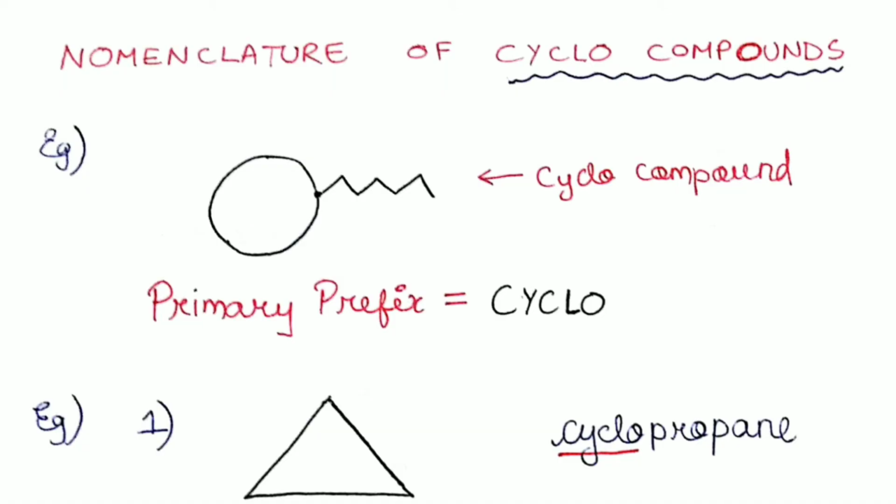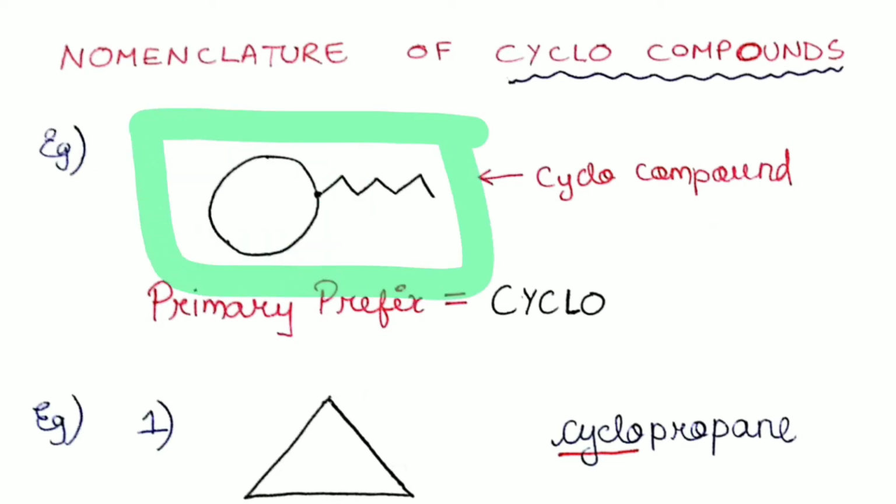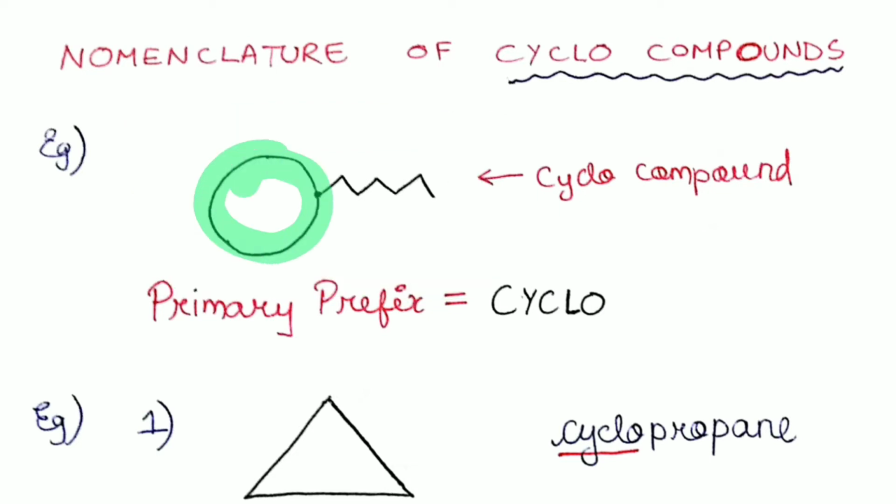So basically, what do we understand by a cyclocompound, guys? A cyclocompound is a compound that consists of a ring-like structure in which it has n number of carbon atoms within the ring, where the n can vary from 3 to infinity, and it might or might not have a substituent attached to it. That is not important. What is important is that this ring consisting of n number of carbon atoms has to be from 3 to infinity.